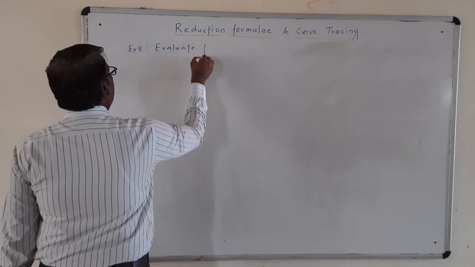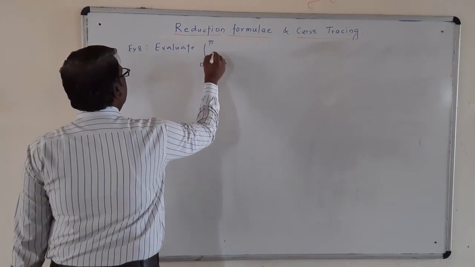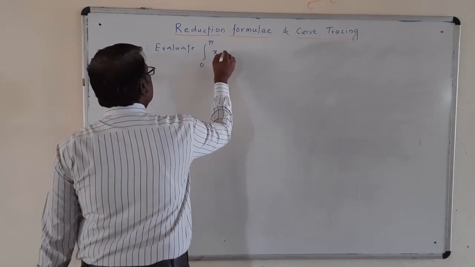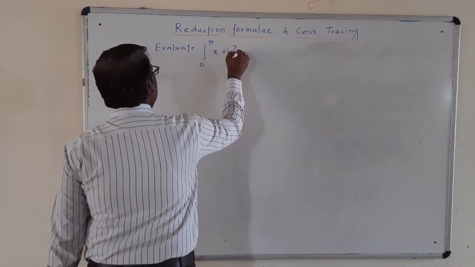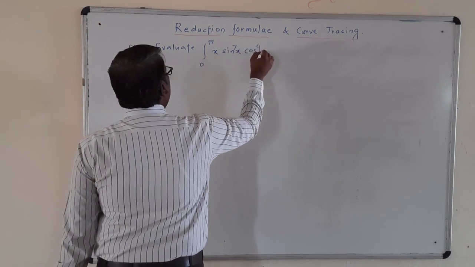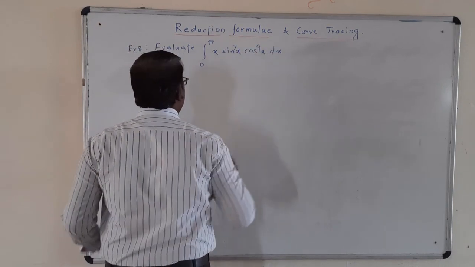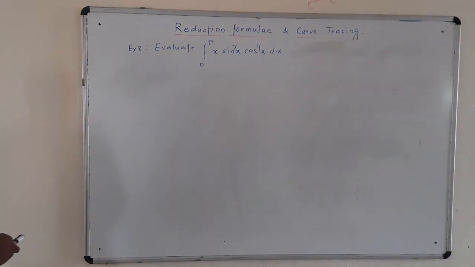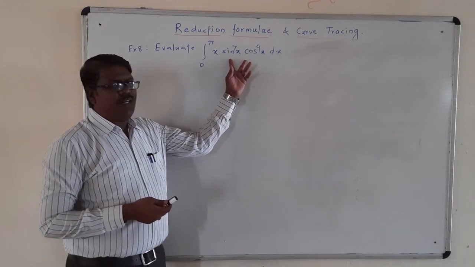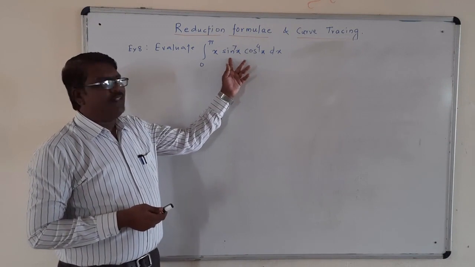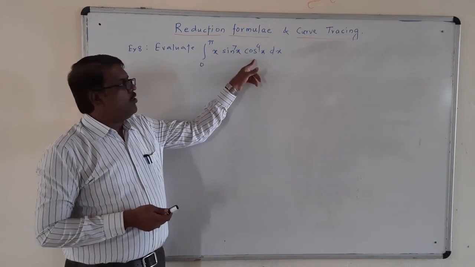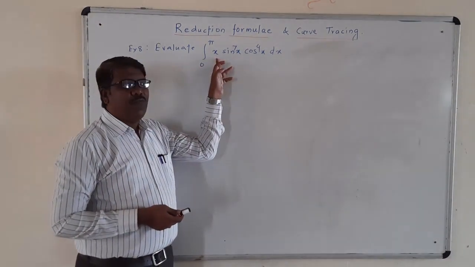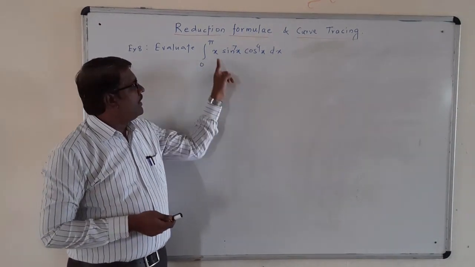Evaluate the integral from 0 to pi of x sin^7 x cos^4 x dx. Now in this example, what is the different thing? The different thing is that the integrand contains sin and cos, but along with that the term x is there, and because of this x we cannot apply Wallis formula directly.